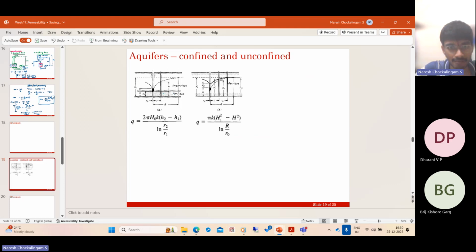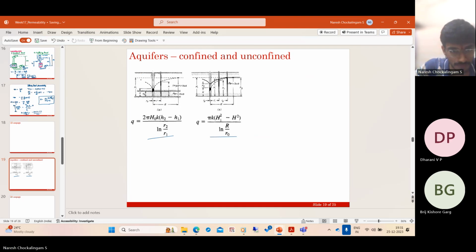So when we have a pervious stratum sandwiched between two impervious strata, we call it an aquiclude. And when we just have a pervious stratum with a free groundwater surface, it is an aquifer. Now, again, these equations are derived directly by using Darcy's law and the 1D flow equation. So here, first let us consider this case of a confined aquifer.